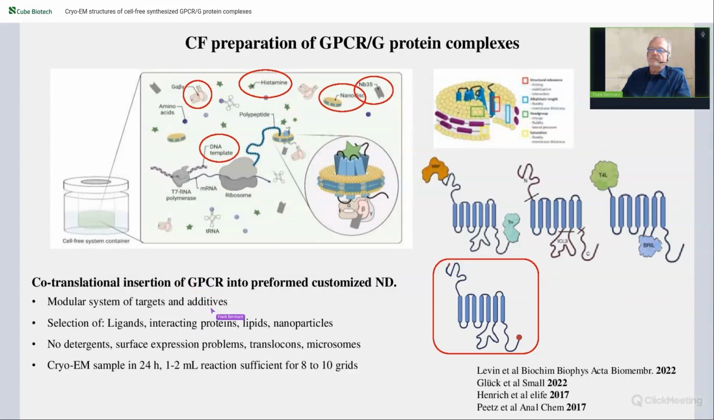In addition, the preparation, for example, of cryo samples is fast. We incubate overnight and make purification the next morning. So if we would set up a reaction tomorrow after lunch, we could start to prepare the Cryo-EM grids.